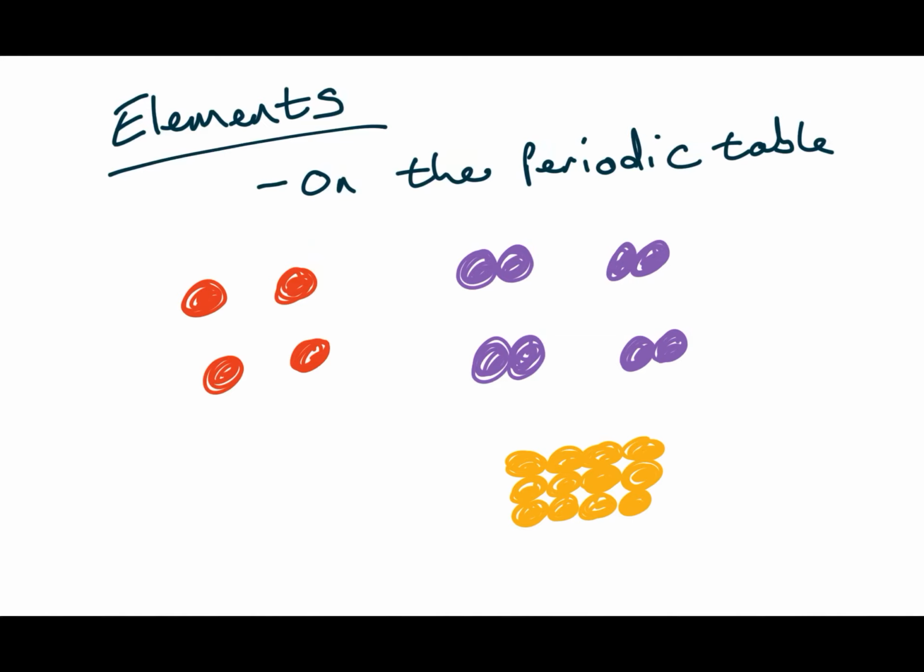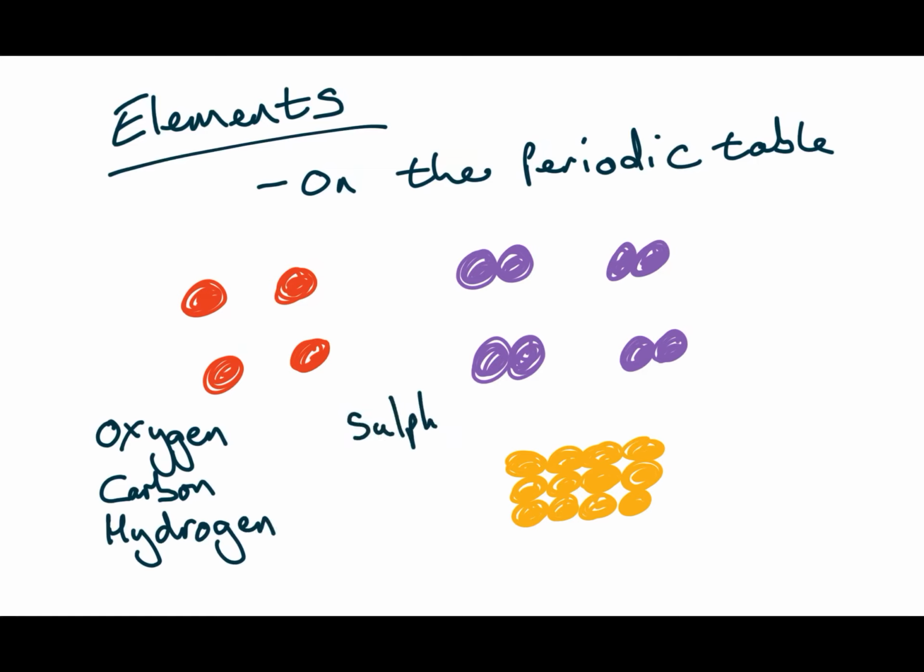Some examples of elements that you might come across. Examples could be things like oxygen. Oxygen is a diatomic element. It could be things like carbon. It could be things like hydrogen, or sulfur, or nitrogen. All of these are examples of elements, and you can find them on the periodic table, and you can find their chemical symbols on the periodic table.